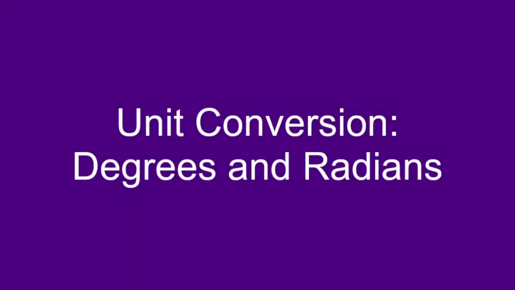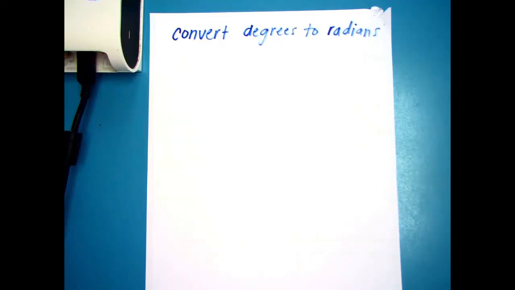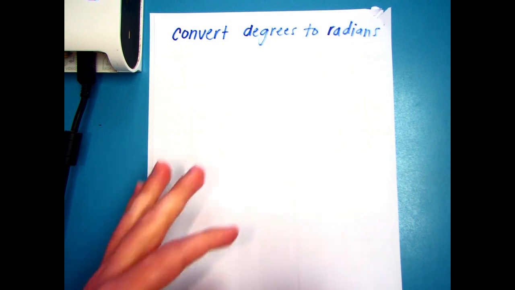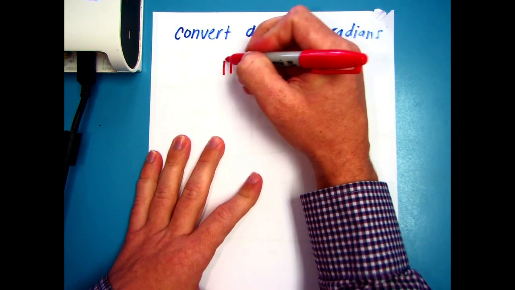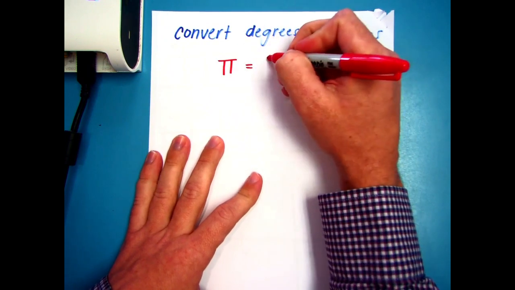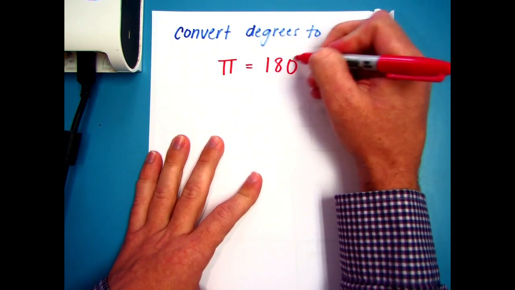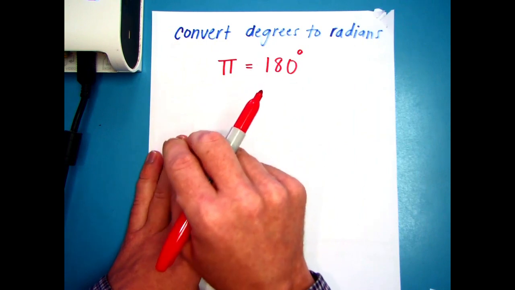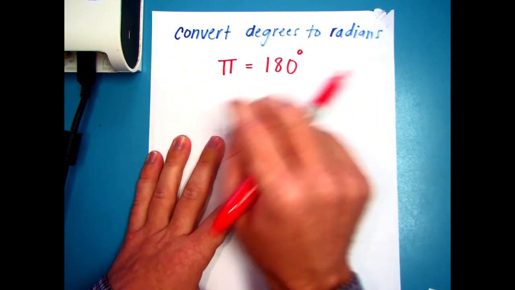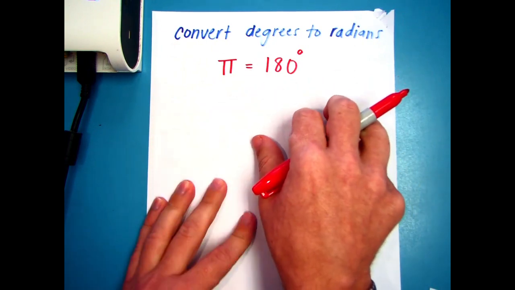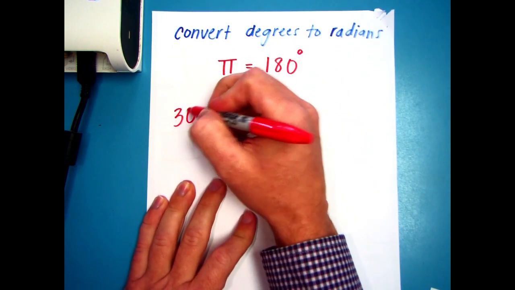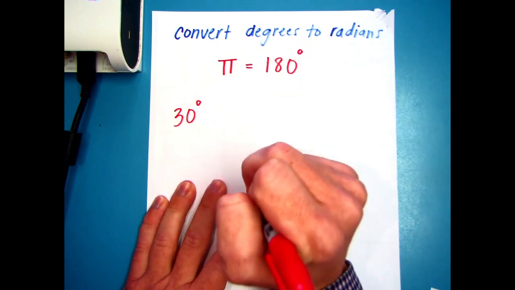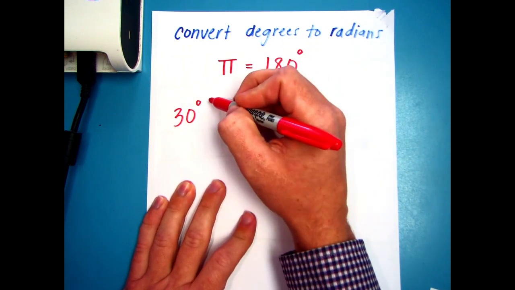So in this video, we're going to go over unit conversion, converting degrees and radians. We're going to start with converting degrees to radians. And the first thing you got to know is that with angles of measure, pi equals 180 degrees. I know before it used to be 3.14, but when dealing with units of measure, pi is 180 degrees.